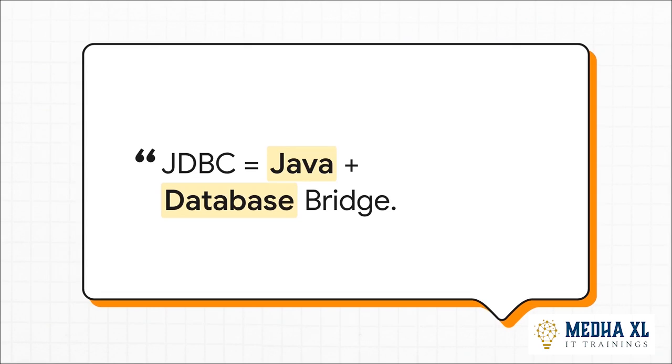Honestly, if you remember just one thing from all of this, let it be this simple idea. JDBC is the bridge. That's it. Thinking of it this way is absolutely key. It is the vital link that connects the world of your Java code to the world of your database, letting all that data flow back and forth like it was nothing.